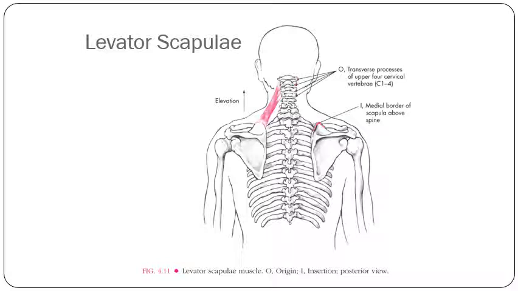Here's the levator scapulae. So if you think about levator scapula, again, think of the name, okay? Levator scapula. So what's it going to do? It's going to elevate the scapula, okay? So you have the origin. This is why I said you have to at least have an understanding of the bony landmarks on the spine, because a lot of these muscles will originate on the spine. So you have the origin on the transverse processes of the upper 4 cervical vertebrae, the insertion on the medial border of the scapula above the spine, and your action with this will be elevation.